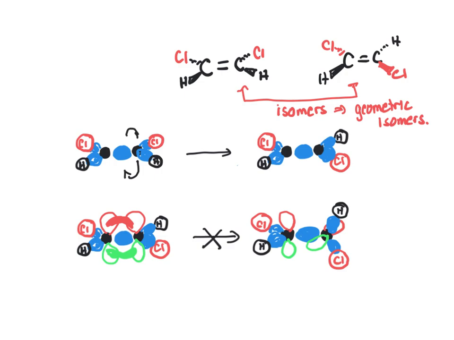And this formation of isomers is a consequence of the fact that the pi bond has the particular shape that it does and requires those p orbitals to be lined up parallel to each other, so you can't rotate about that bond. And if you can't rotate about that bond, you can't go from this to this, and so these two things are completely different molecules.